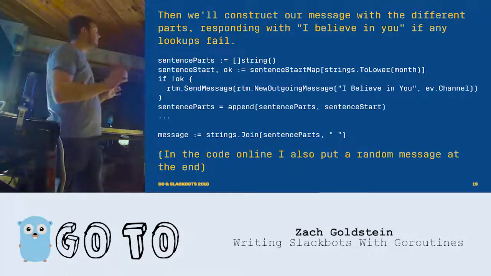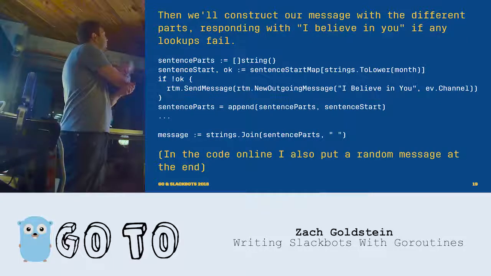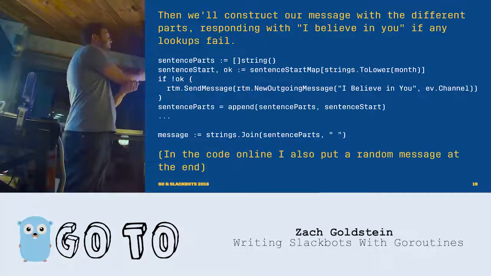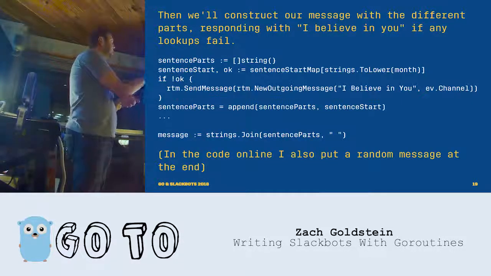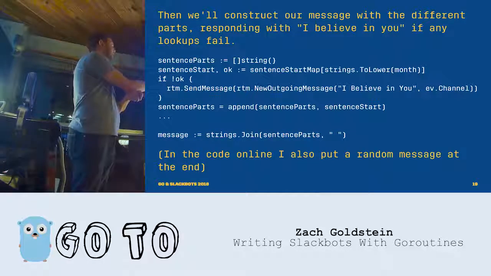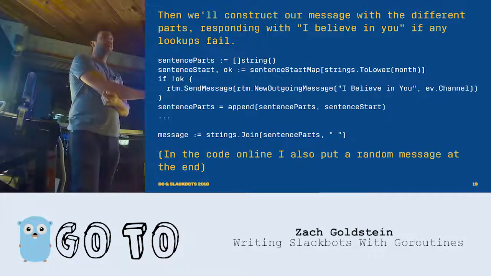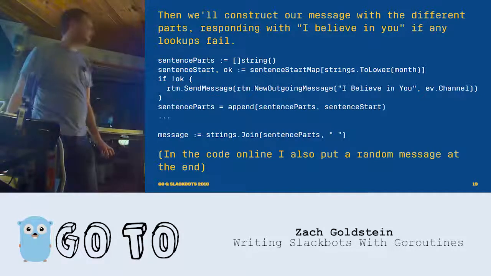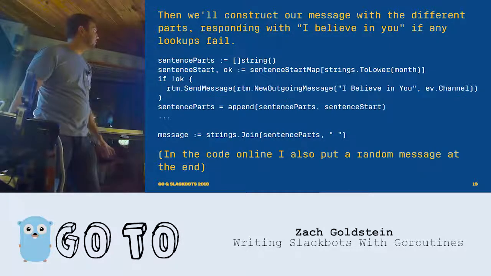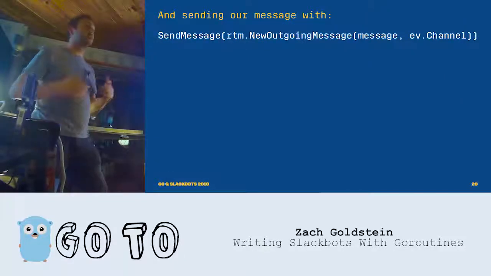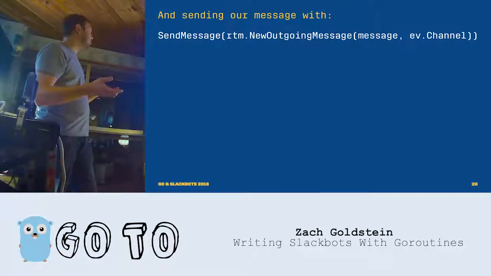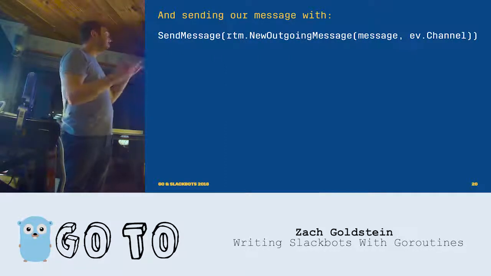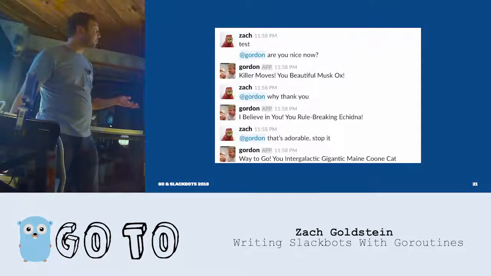So yeah, super basic stuff. So here we're building the message. We're looking up the month to get the first part of the sentence, and we're creating this list, and then we're joining it together with this message at the end. So pretty standard stuff. Then we have our message, and just like we were doing before, we send this message to the Slack channel, like that. And here's what that looks like.